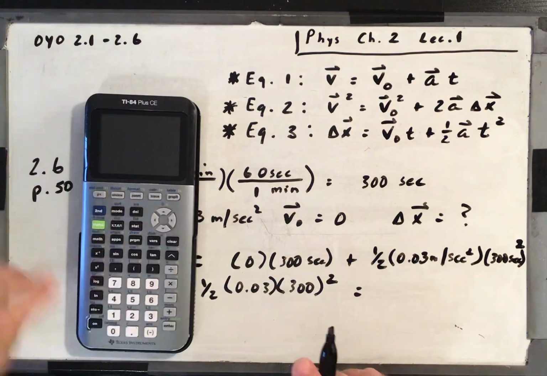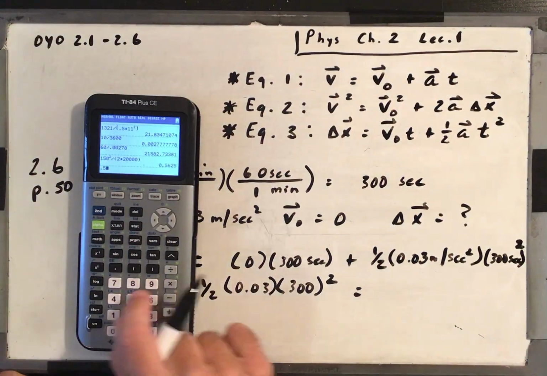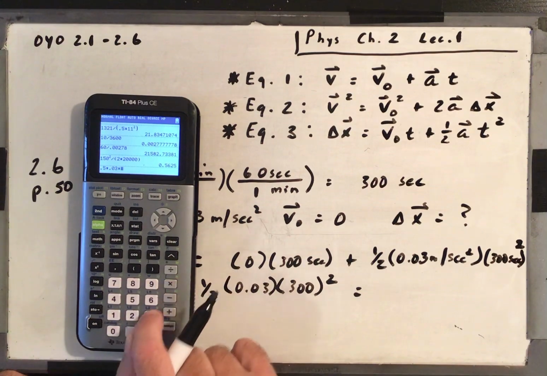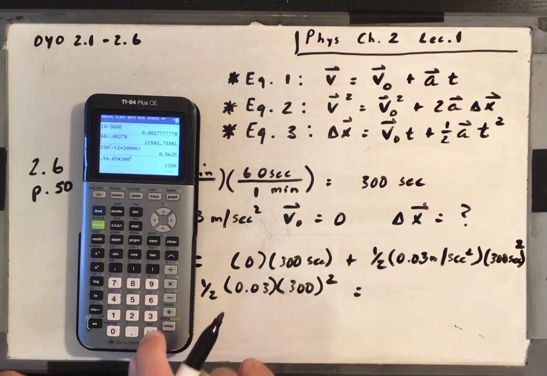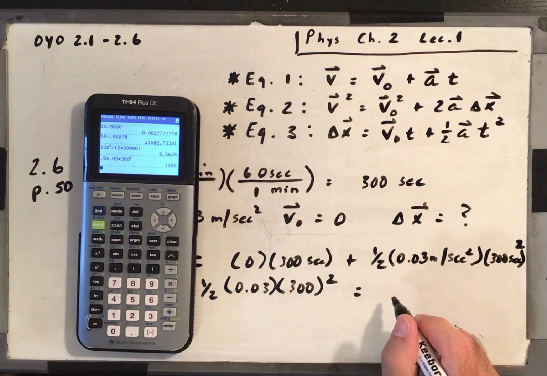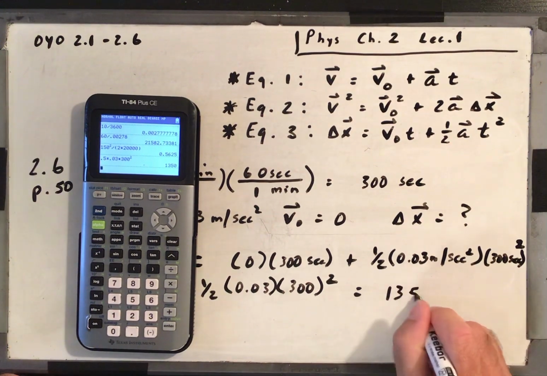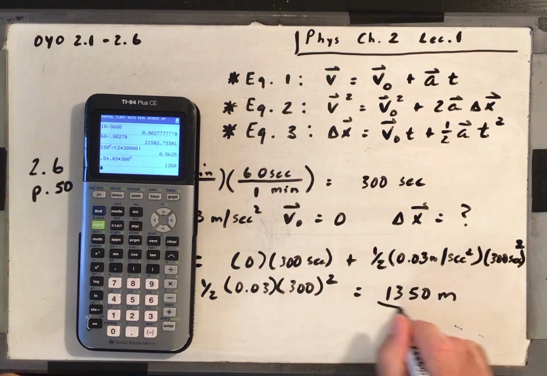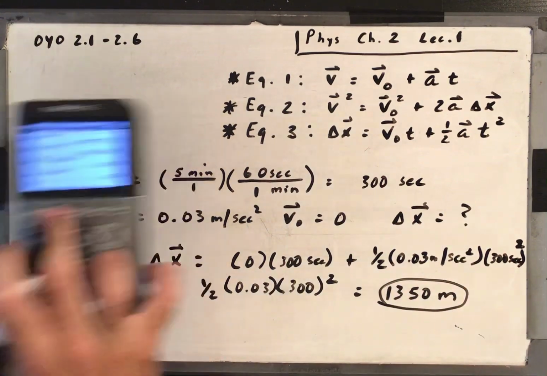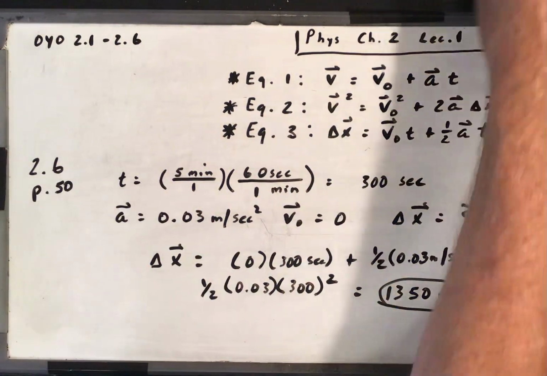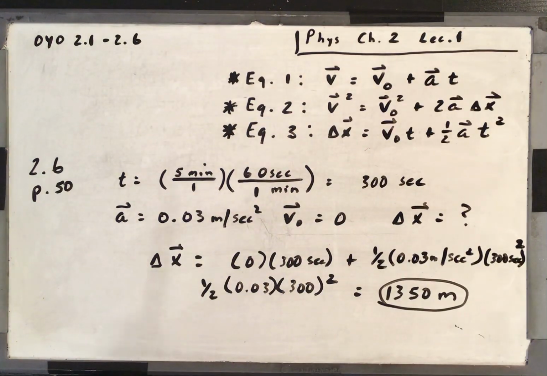Okay, so let's do that in the calculator real quick. 0.5 times 0.03 times 300 squared. 1,350 meters would be our displacement. All right, that is fun. Love those problems. So definitely got to memorize these 3 equations, but you will memorize them just by doing the homework.